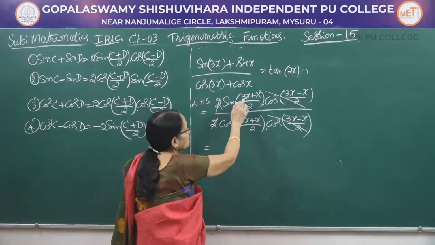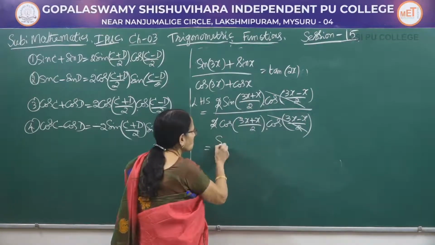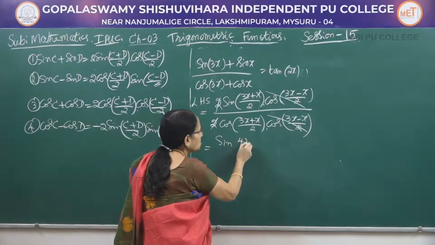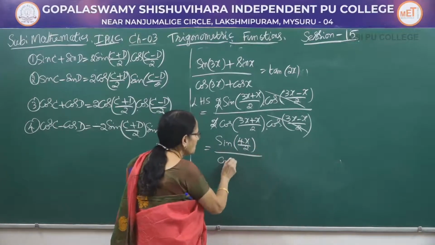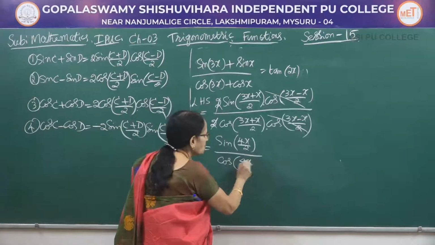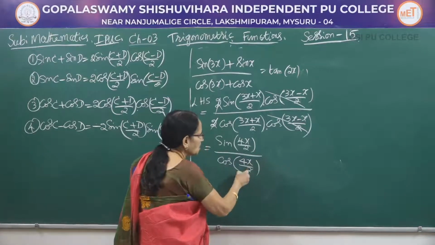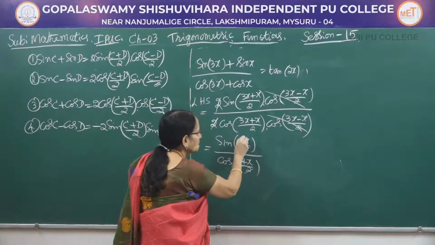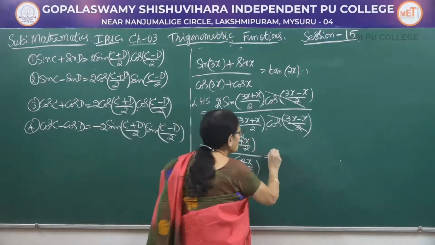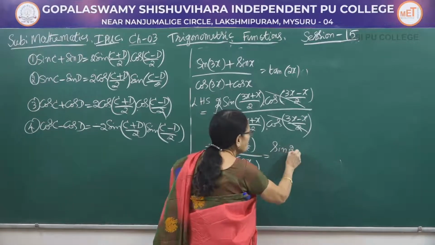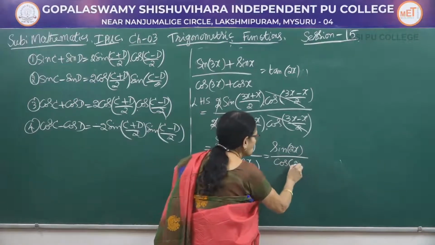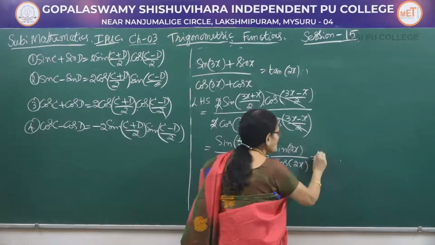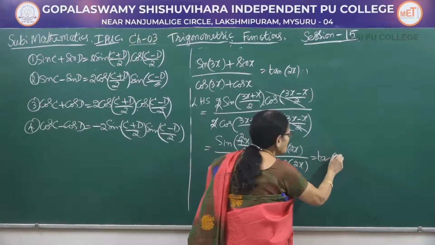Let me simplify. 3 plus 1, 4. Therefore, we have sine of 4x by 2 divided by the same angle. It is cos of 4x by 2. You can do the cancellation. 2 ones are 2, 2 twos are. So, what is remaining now? It is sine of 2x divided by cos of 2x, which is again equal to tangent of 2x, which is the right hand side.